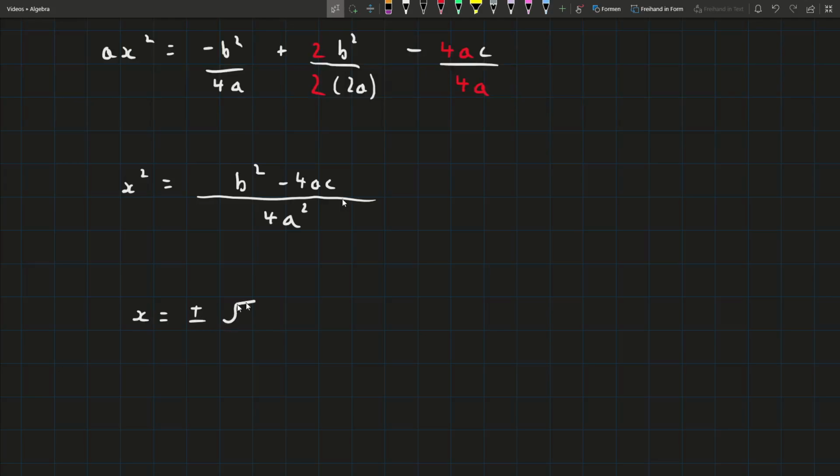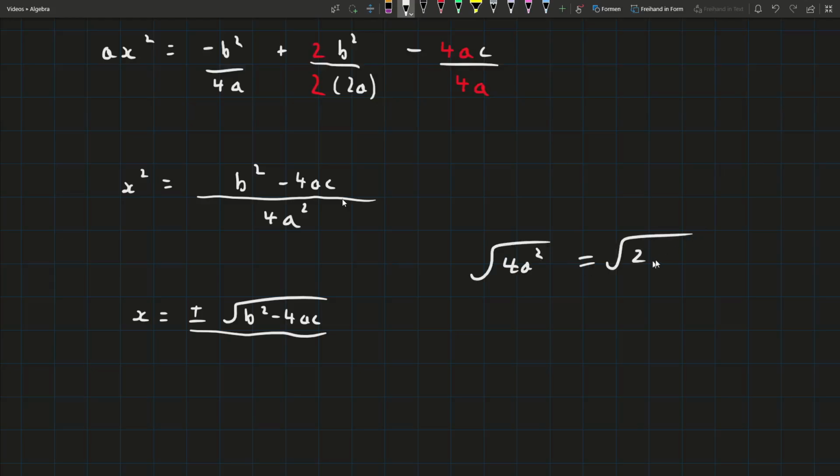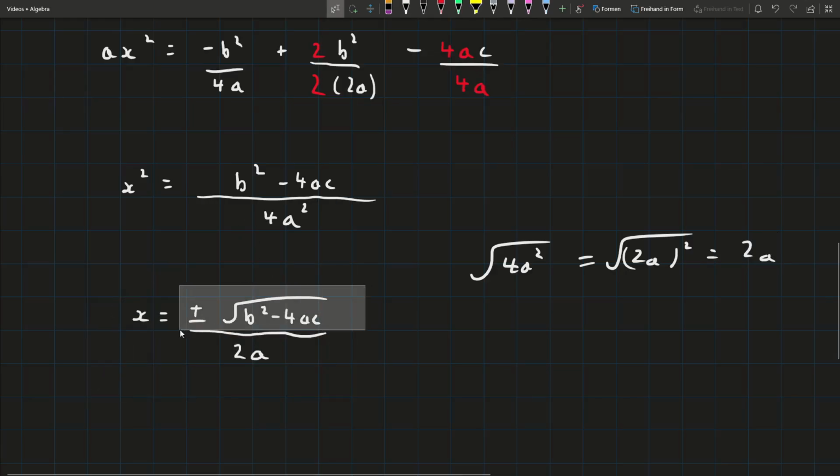Don't forget the plus or minus, because both answers will be valid things for x, because it can be minus x and it'll still work, over, and then the square root of 4a squared, well, that's the same as the square root of 2a, the whole thing squared, so this will just simplify to give us 2a, and we don't have to worry about the plus or minus, we do that on top. So here's our answer for x, but you might be thinking, what about the negative b part at the start?